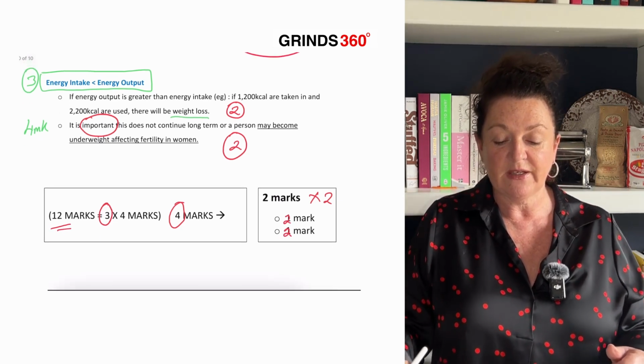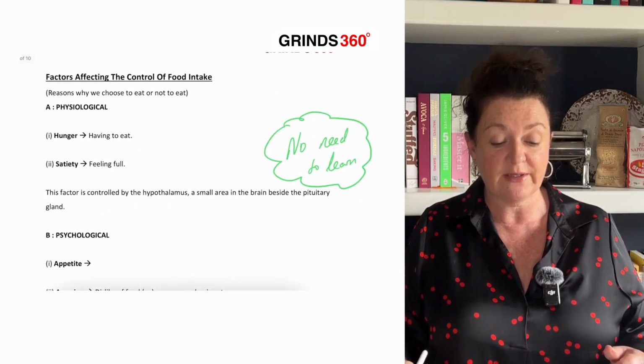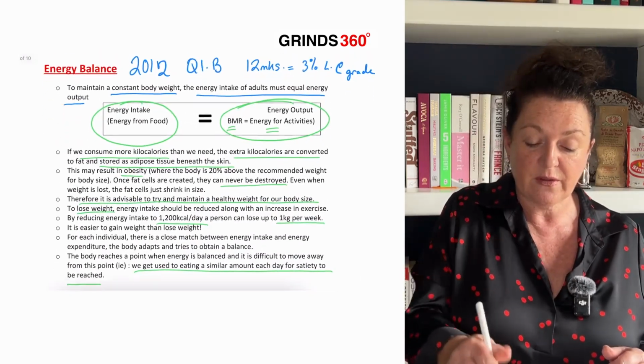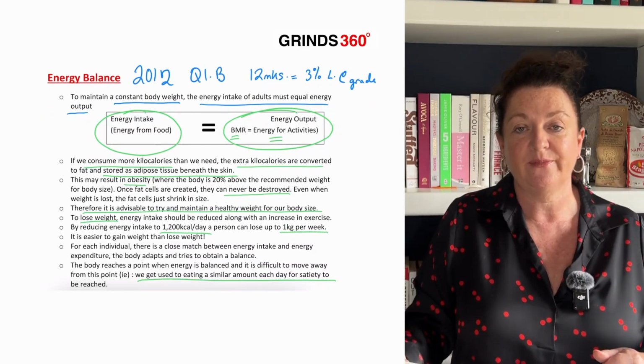So that is energy input and energy output, but I would strongly advise that you would make sure to go over this because of the fact that it wasn't asked since 2012.